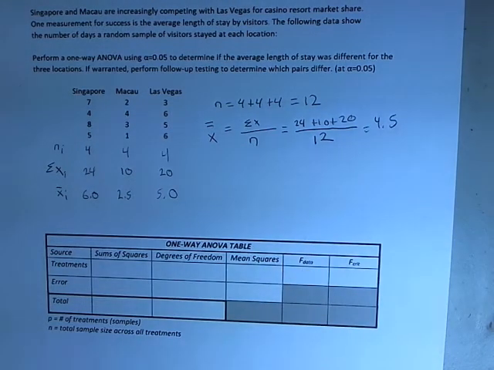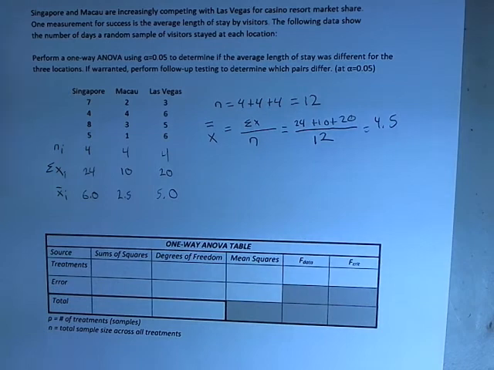Alright, having those values, let's come up with our sums of squares values. So when we say sums of squares, we want to think about variance, and remember that the more distance there is between elements, the resulting higher variance there will be.